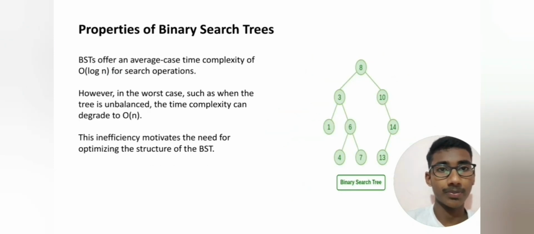Next, we discuss properties of binary search trees. Binary search trees offer an average case time complexity of O(log n) for search operations. However, in the worst case, such as when the tree is unbalanced, the time complexity can degrade to O(n). This inefficiency motivates the need for optimizing the structure of the binary search tree.